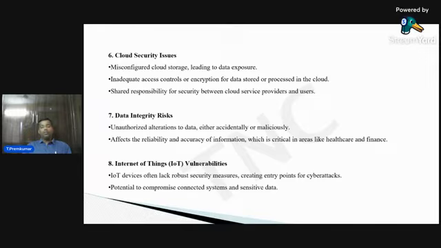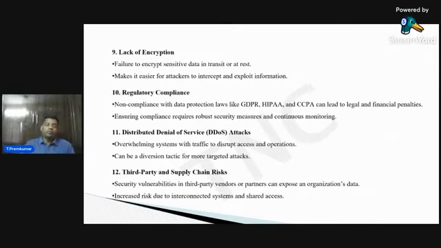And the next one is the IoT area. IoT devices often lack robust security measures, creating entry points for cyber attacks and the potential to compromise the connected systems and the sensitive data.